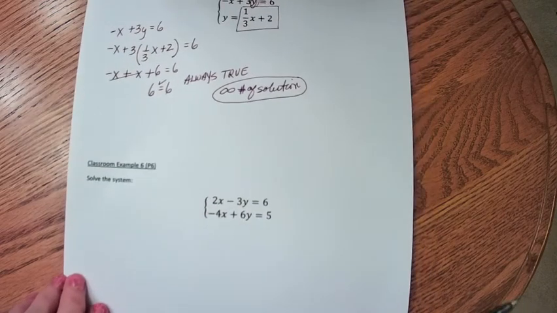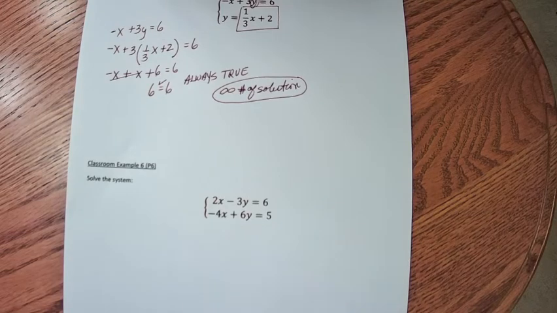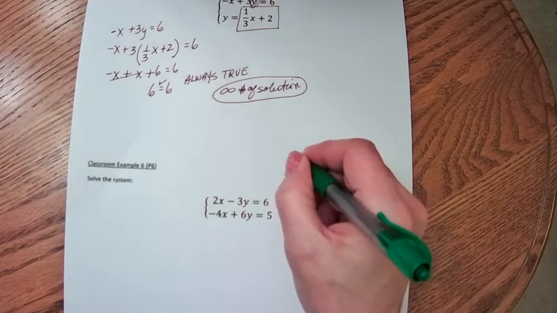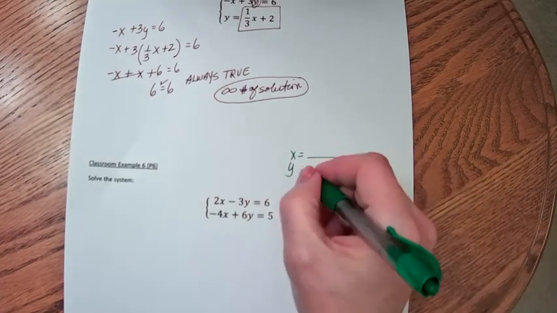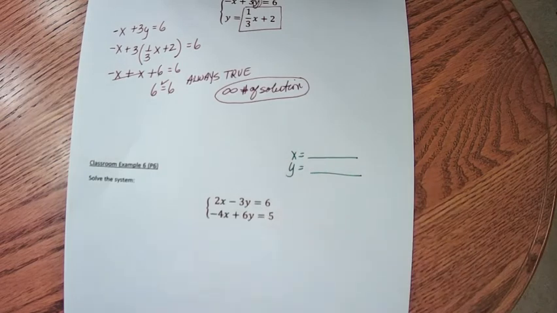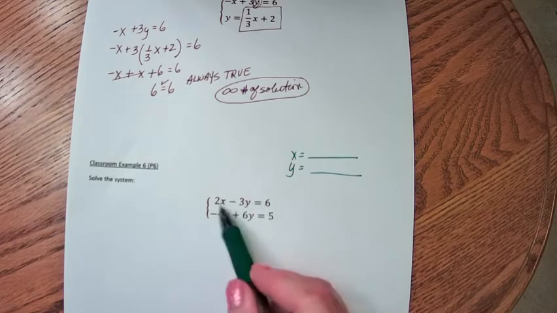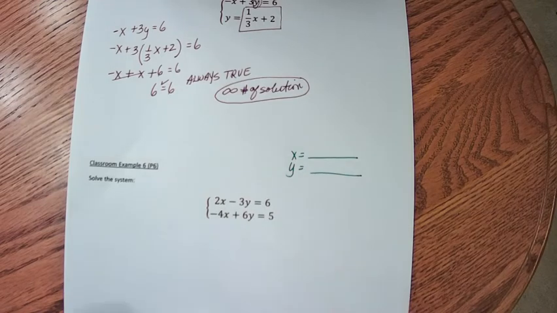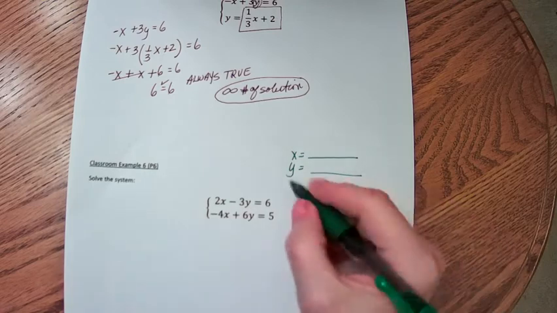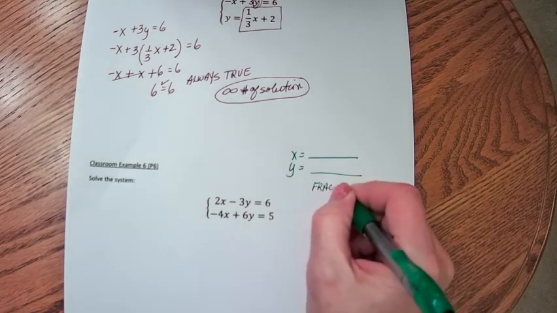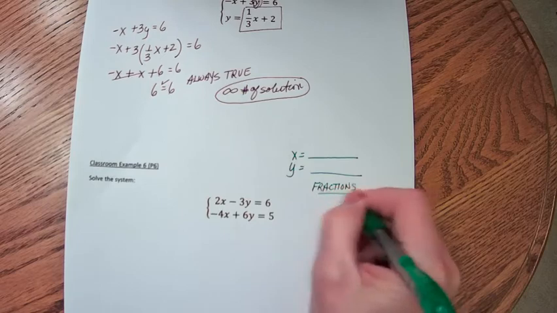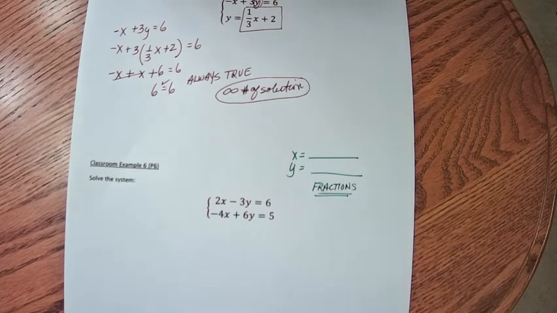And for classroom example six, here I have a system of equations. Now this is truly the worst case scenario for a substitution because I don't have an equation with x equals, I don't have an equation in my system with y equals, and furthermore I don't have either equation with an x or y where the coefficient is 1. So this means no matter how I solve this problem, I'm going to wind up working with fractions. So, you know what? You do what you need to do.